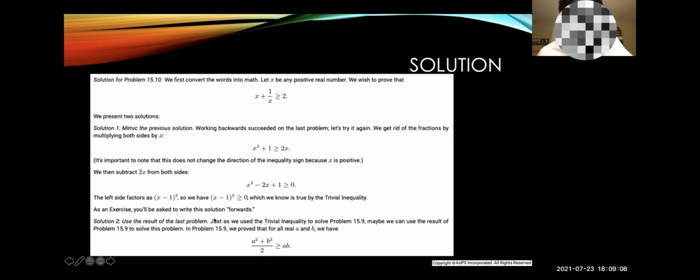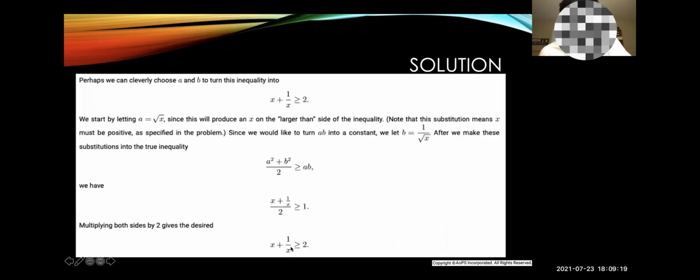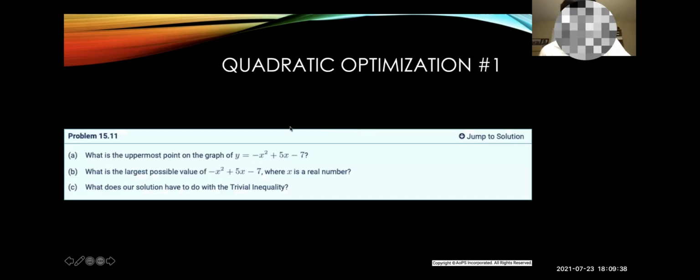So based on that trivial inequality, we know that's true. Another way to do it is to use that trivial property, but prove it by saying a squared plus b squared over 2 is greater than or equal to ab. For a, we put in x. For b, you put in 1 over x. Then when you take the 2 over to this side, x plus 1 over x is greater than or equal to 2, which is what we originally started with. So that's two different ways to solve that problem.